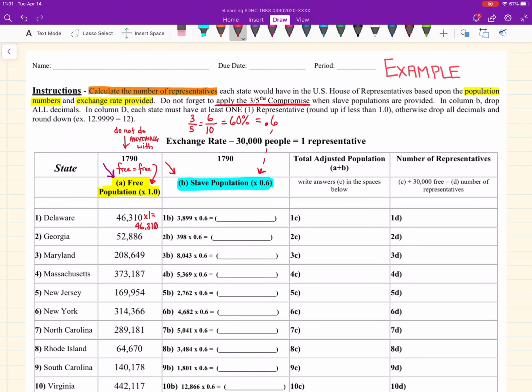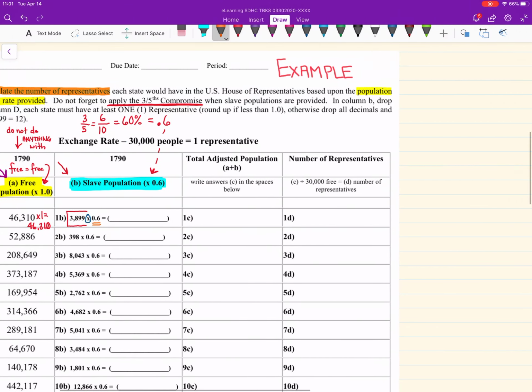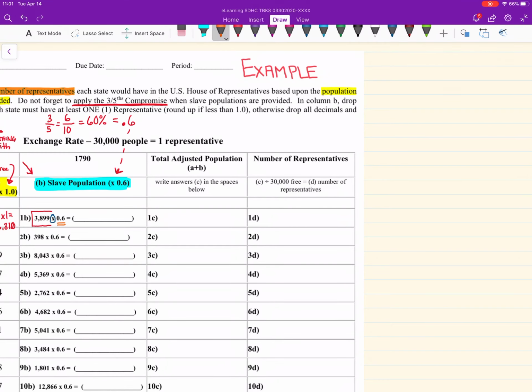So with the slave population column, column B, you multiply the number of slaves by 0.6. I'm going to do that longhand off to the side for you, and then I'll do it on a calculator. So, the number of, let me backtrack.